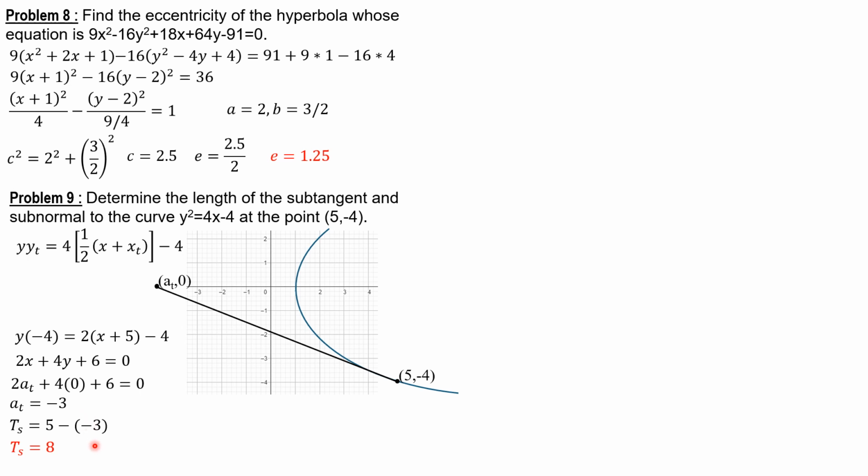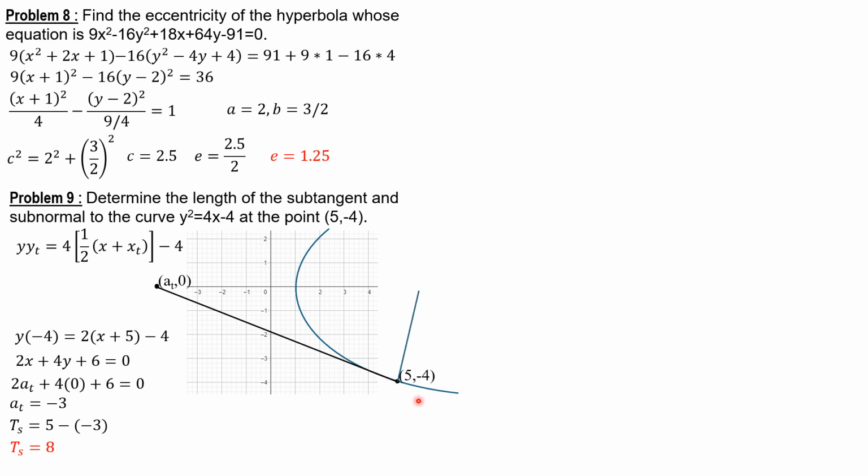Another formula, if you memorize, is the absolute value of y_t, negative 4, over the slope. And the slope is negative 1/2. So the absolute value of negative 4 over negative 1/2 is also 8. So that's the other way.